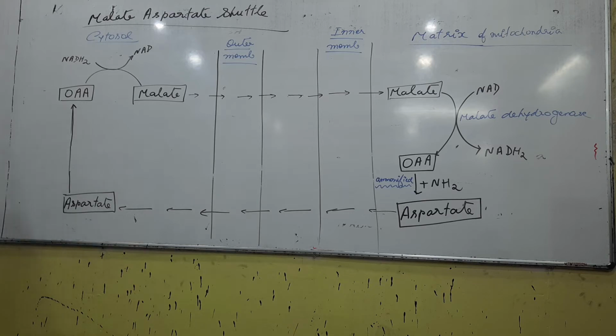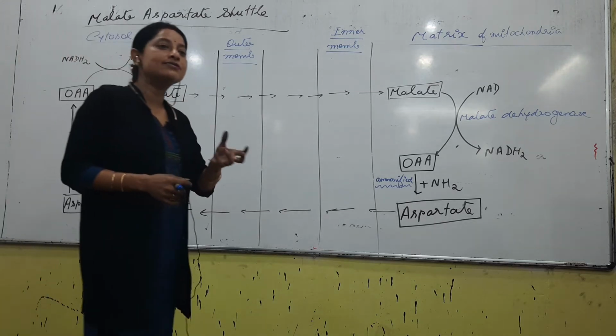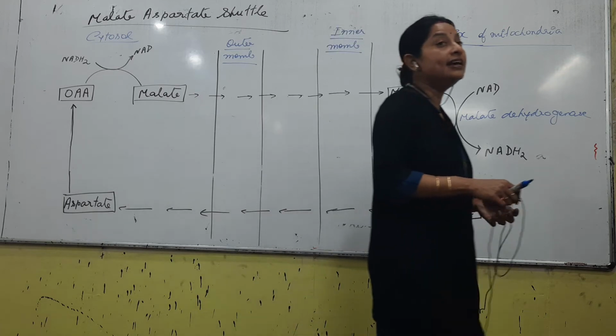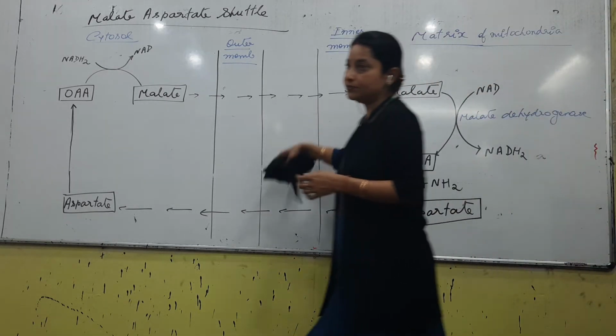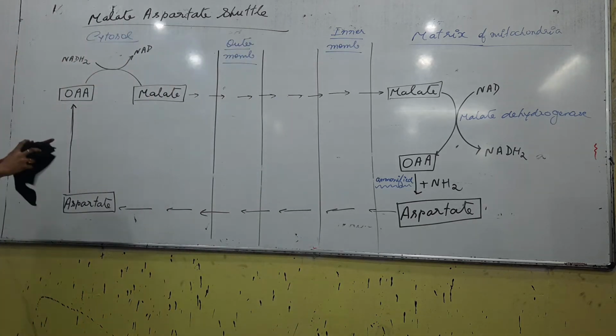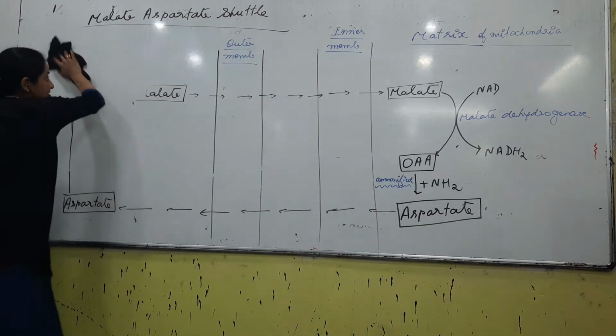If you are talking about heart cell, if you are talking about kidney cell, if you are talking about skin cells, right? Depending on cell to cell, the shuttle system is different, and accordingly the number of ATP synthesized would be different, right? So we'll write the points about this shuttle system.